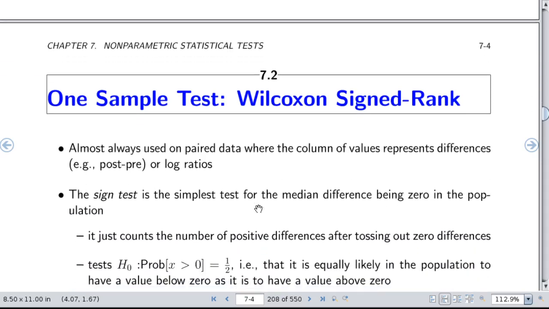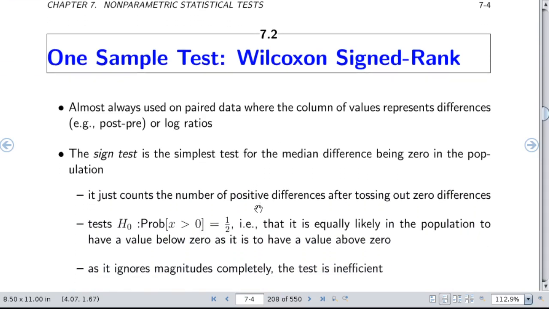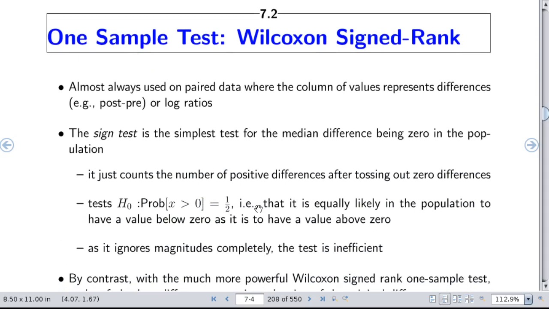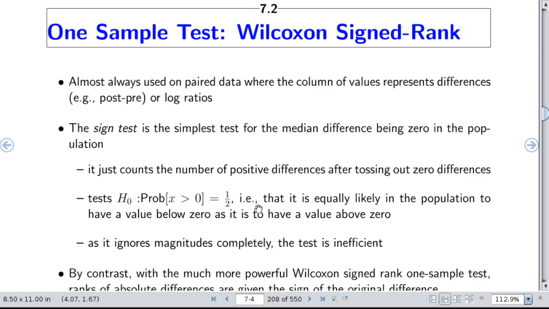So we'll get into the one-sample test in some detail, the Wilcoxon signed rank test. And this is almost always done on paired data, as we talked about when we covered the paired t-test. And so with paired data, the column of values represents differences such as post minus pre, or log ratios if you need to use a relative scale.